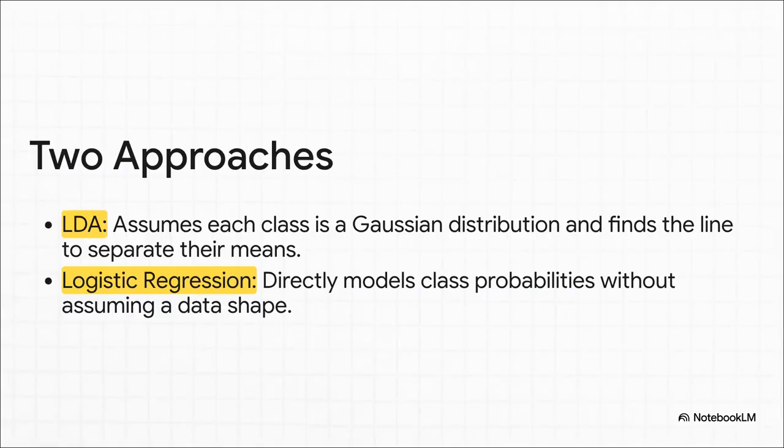So LDA works by making a pretty big assumption. It assumes the data points in each of your categories are distributed in a nice, neat bell curve shape. From there, it just finds the center of each of those bell curves and draws the line that best separates those centers. Logistic regression, on the other hand, makes zero assumptions about what your data looks like. It just directly tries to model the probability that a data point belongs to one class or another, and it finds the line that makes that probability model as accurate as it can be.